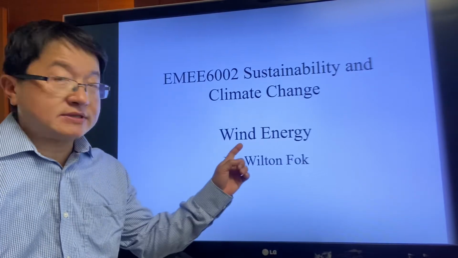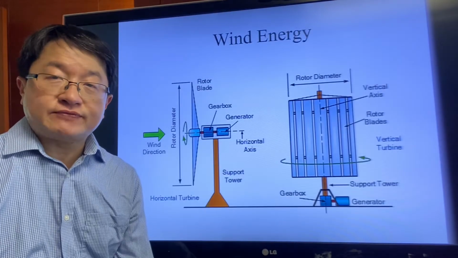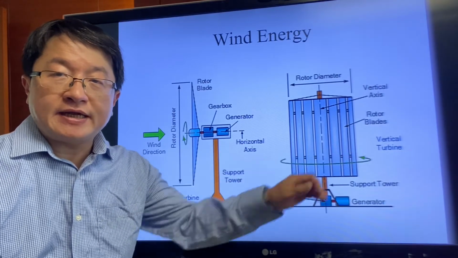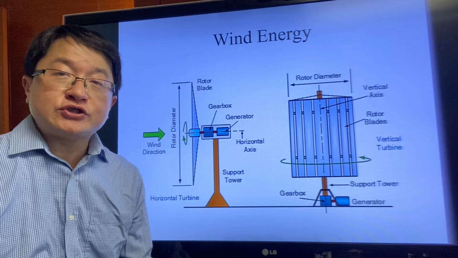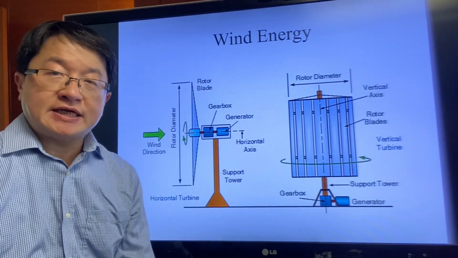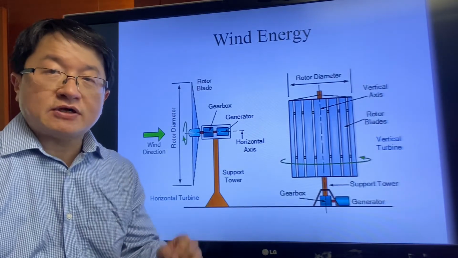This section is about wind energy. The concept of wind energy is very simple. We simply convert the kinetic energy of the flowing air into the kinetic energy of the rotating wind turbine and then generate electrical energy. There are two types of wind turbines.